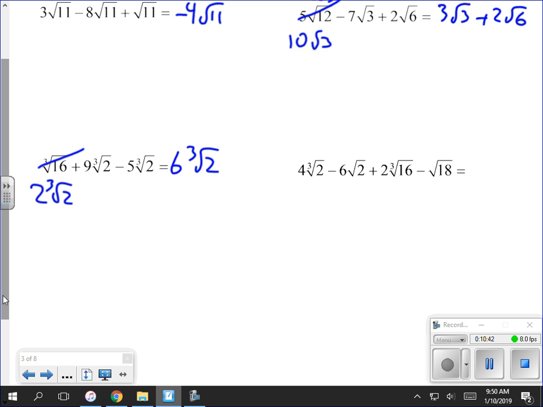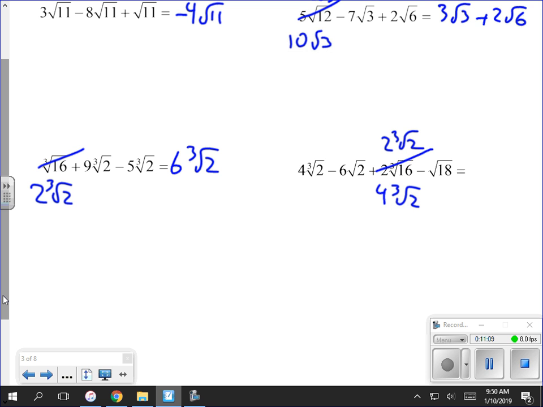Next one, same idea. Square root 2 can't do anything to that. Cube root 2, cube root 16. Listen, we just did the cube root of 16. This is 2 cube root 2. I have 2 of them, so that means this whole thing is 4 cube root 2.